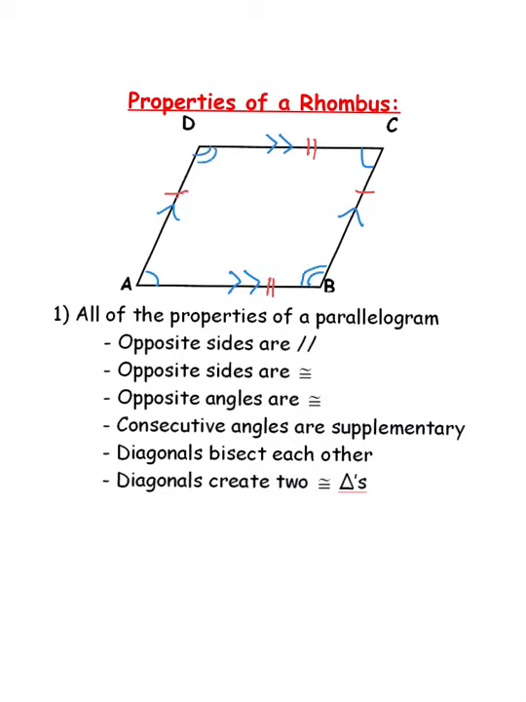Your consecutive angles are supplementary. Don't forget, consecutive means next to. So for example, A plus B add up to 180. Your diagonals bisect each other, which means it cuts them in half. So if I draw my two diagonals, this piece is equal to this piece, and this piece is equal to this piece, and your diagonals create two congruent triangles.